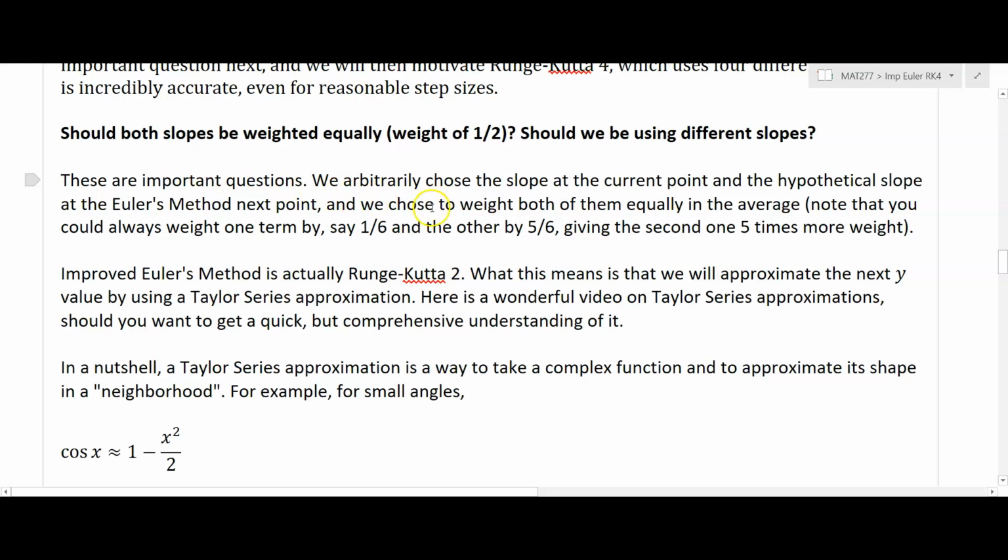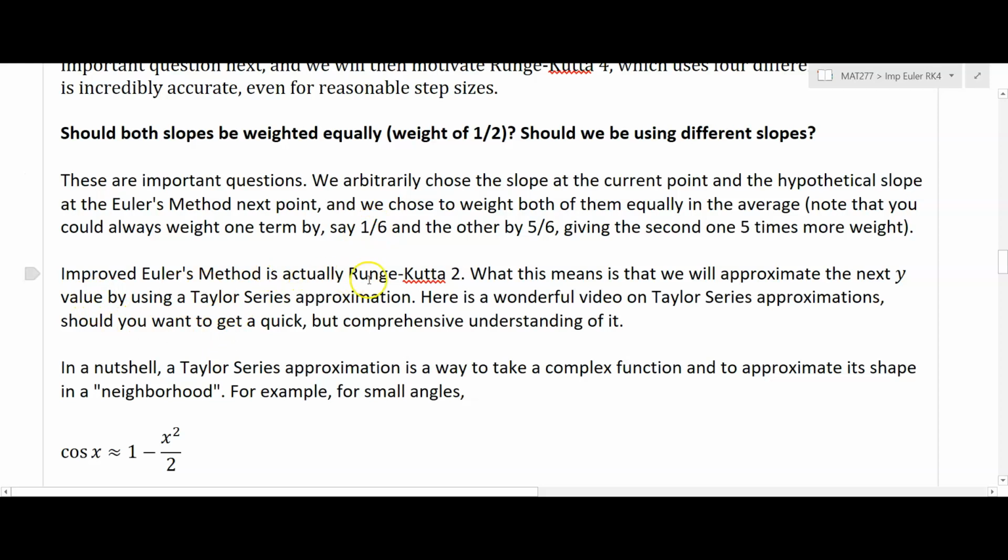Now we arbitrarily chose the slope at the current point and the hypothetical slope at the Euler's method next point, and we chose to weight both of them equally in the average. Note that you could always weight one term by, say, 1/6 and the other by 5/6. So when you take 1/6 of something and 5/6 of something else, you still get a whole, but you're placing 5 times more weight on the second term, or vice versa.